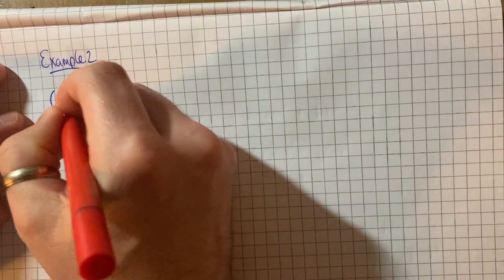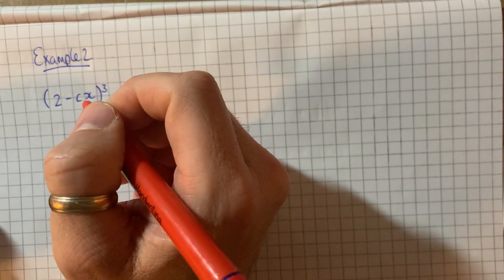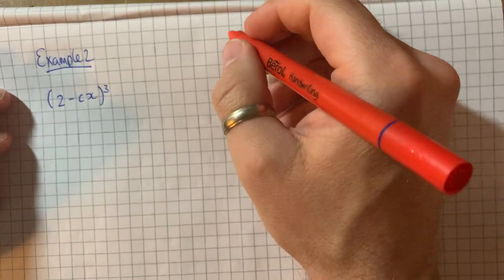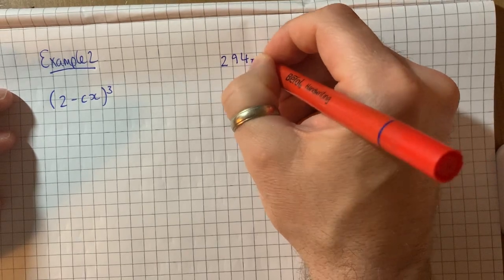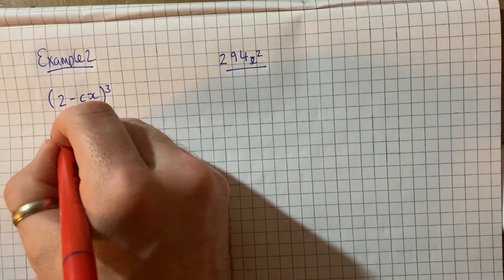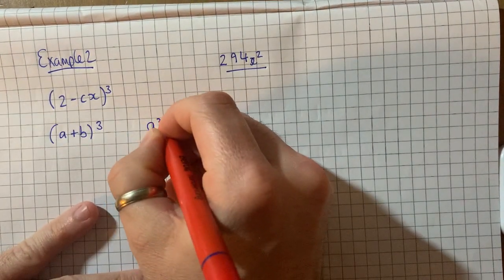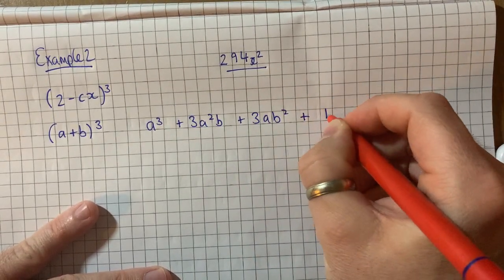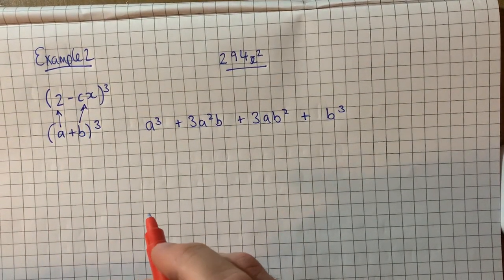Example 2. It says the coefficient of x squared in the expansion of 2 minus cx cubed is 294. Find the possible values, it's using plural, there's probably more than one answer, of the constant c. Okay, so we know we're going to be looking for 294 x squared. So firstly, if I expand a plus b cubed, and we did that in the last example, that was a cubed plus 3a squared b plus 3ab squared plus b cubed. So substitutions I need to make this time: a for 2, b for negative cx.